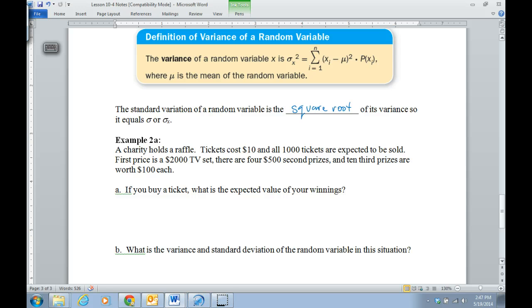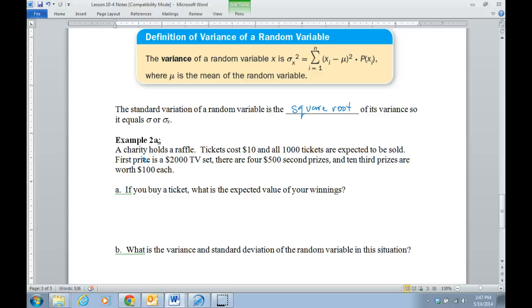Okay, so a charity holds a raffle. The tickets are $10 and all 1,000 tickets are expected to be sold. The first prize is, sorry, I see that now, it's a typo, a $2,000 TV set, and there are 4 second prizes and 10 third prizes worth $100 each. If you buy a ticket, what is the expected value of your winnings?